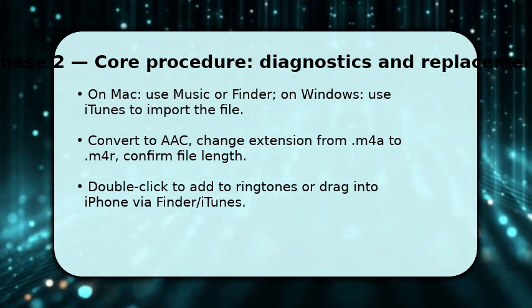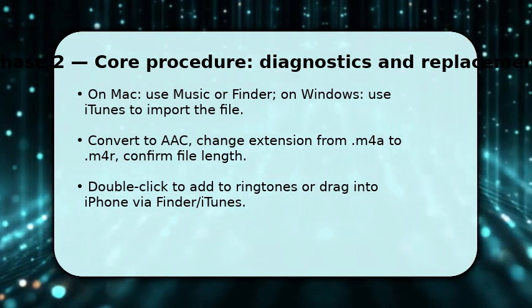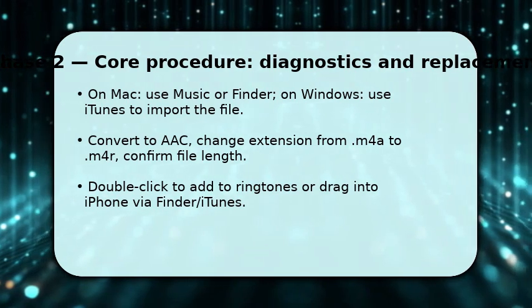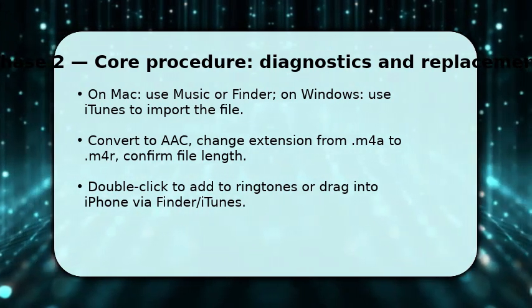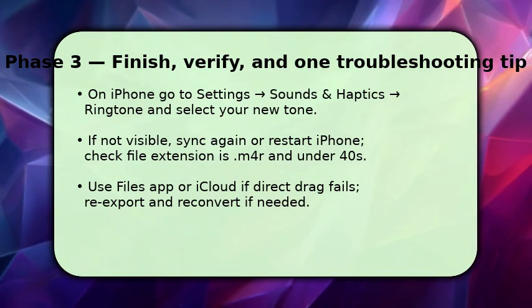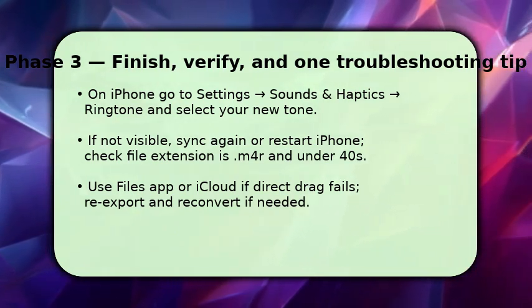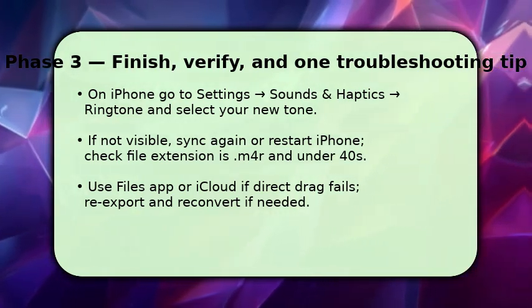Once done, add that M4R to your device by dragging it into the ringtones section in Finder or iTunes. This installs it, so you finally set the new tone on your iPhone by going to Settings, Sounds and Haptics, then Ringtone, and choose the custom tone you added.